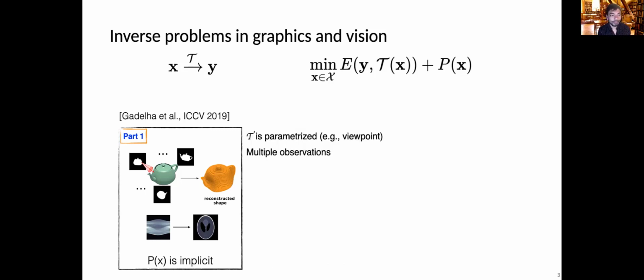In the first part, we'll assume t is parameterized using something. Perhaps it's parameterized by viewpoint. And what you have are multiple observations or multiple measurements of the same instance x through different viewpoints. So, for example, you might have multiple views of this teapot, or different measurements in tomography coming from different angles of your X-rays and so on.